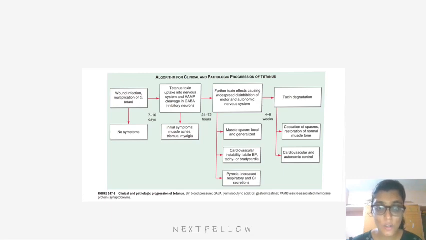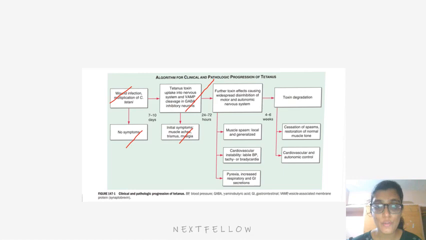So this is an algorithm. Wound infection, multiplication by Clostridium tetani. There are no symptoms. Tetanus toxin uptake into nervous system. Cleavage in GABA inhibitory neurons. In 7 to 10 days, there are initial symptoms: muscle aches, trismus and myalgia.